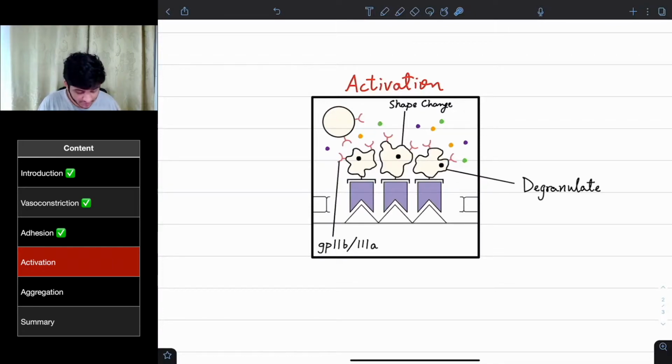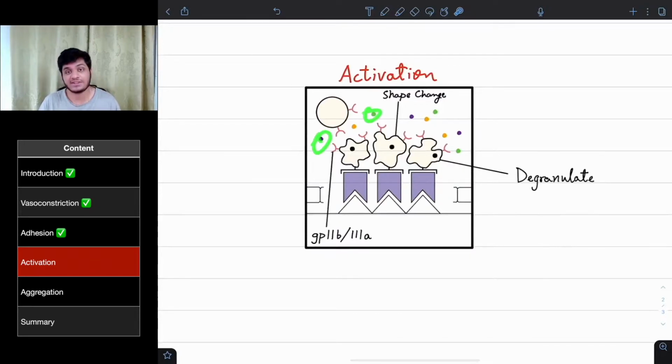And these granules contain VWF, which is von Willebrand factor, which is right here. They contain thromboxane A2, or you could say TXA2, which is right here. And they contain ADP. Remember, ATP is adenosine triphosphate, and when you hydrolyze that, that forms ADP, right? So they produce ADP, okay? So they produce three things: VWF, TXA2 or thromboxane A2, and ADP.